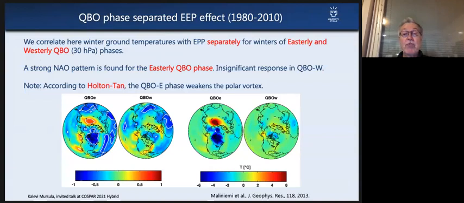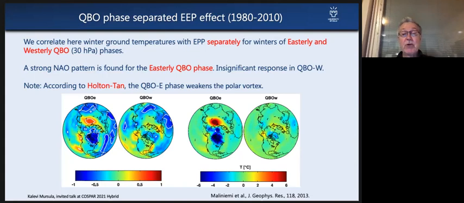Correlating the winter ground temperatures with EPP separately for winters of easterly and westerly QBO at 30 hectopascal height phases, we found a strong NAO pattern only for the easterly QBO phase. The pattern for the westerly QBO phase was insignificant.